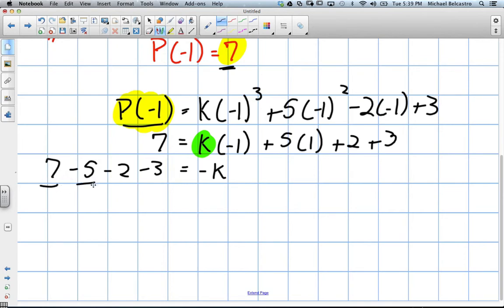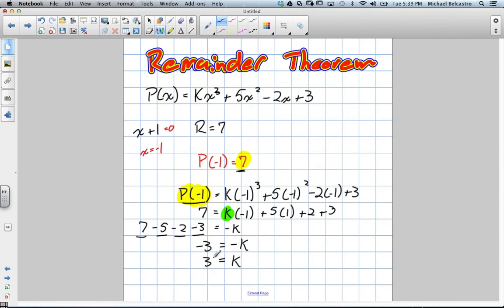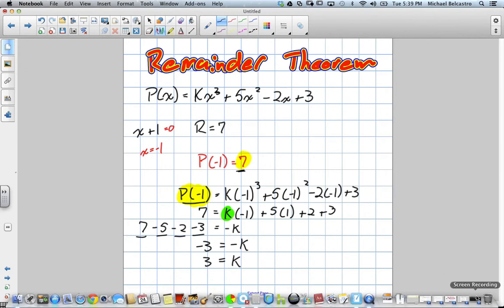7 minus 5 is 2. Minus 2 is 0. Minus 3 is negative 3. So we have negative 3 is equal to negative k. And to get rid of the negative, we divide both sides by negative 1. We get k is equal to a value of 3, which is exactly what we'd found in our previous question. So instead of reversing synthetic or long division, we can plug our value in, set it equal to our remainder, and isolate our unknown coefficient.